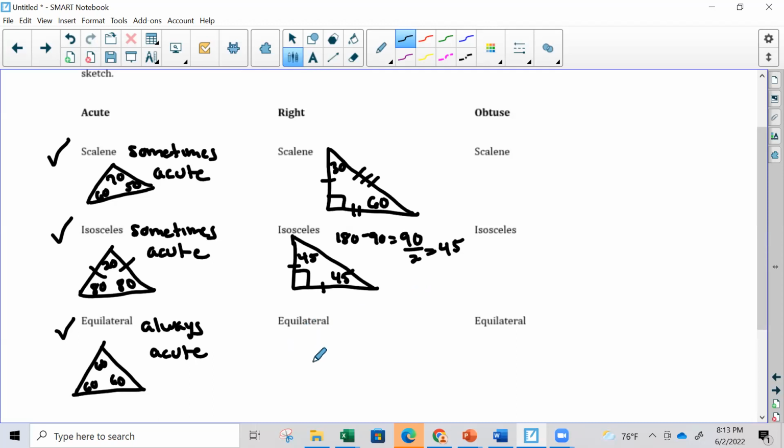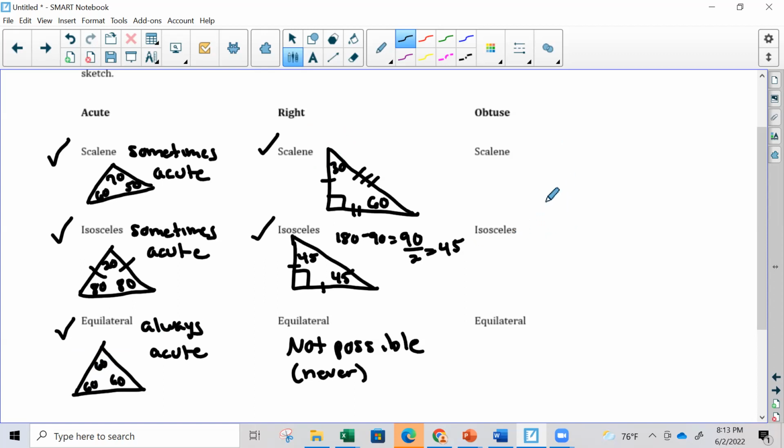And then equilateral, okay, we said an equilateral triangle, the angles always have to be 60. So this is not possible. This is never, okay? A right triangle is never equilateral. An equilateral triangle is never right because you can't have 90 degrees.